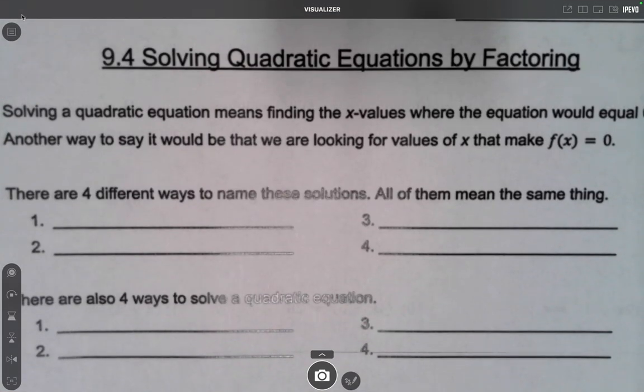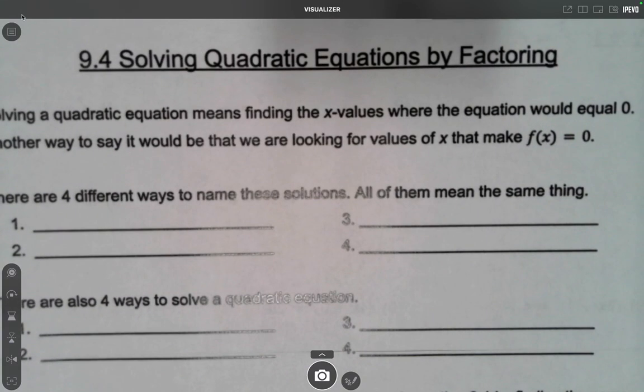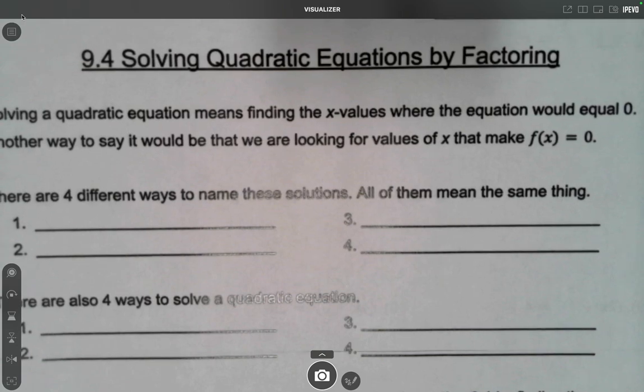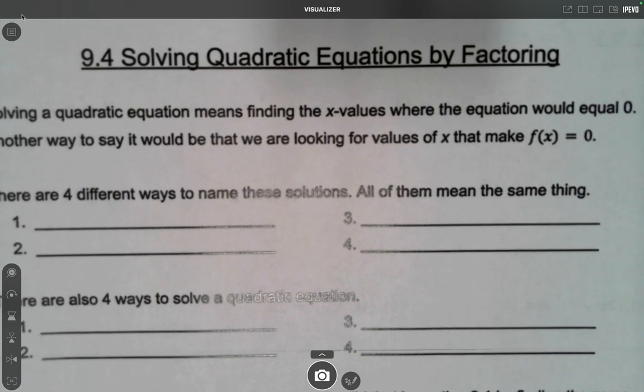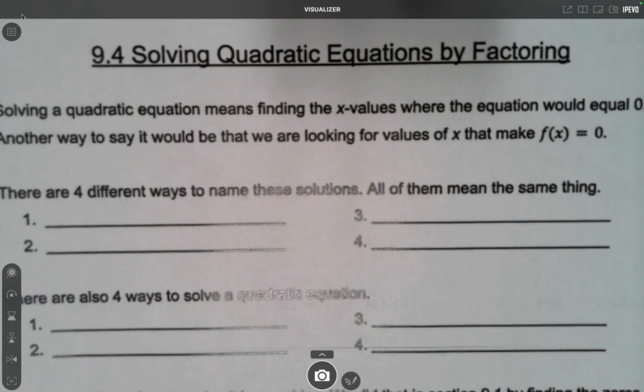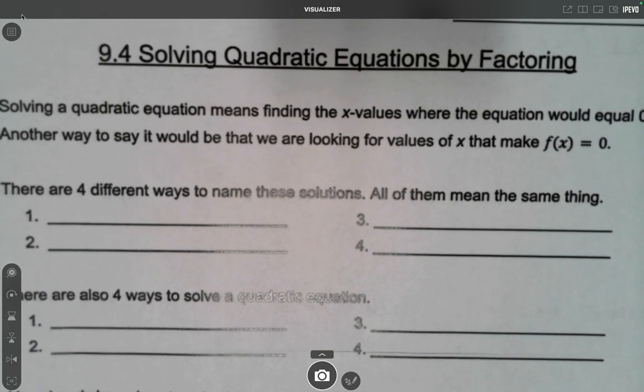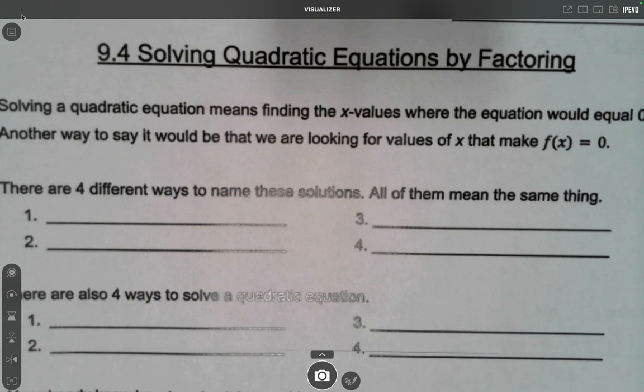Lesson 9.4, Solving Quadratic Equations by Factoring. So first, what does solving a quadratic equation mean? It means finding the x values where the equation would equal 0. Another way to say it would be we're looking for values of x that make f of x, the y value, equal 0. There's 4 different ways to name these solutions, and all of them mean the same thing.